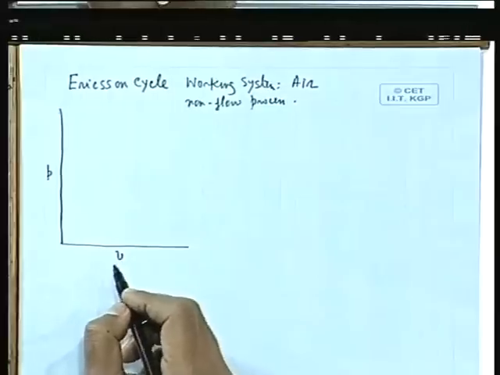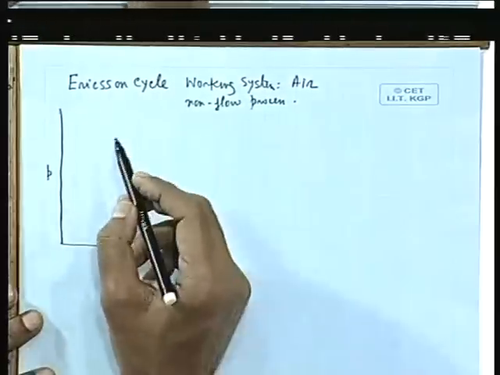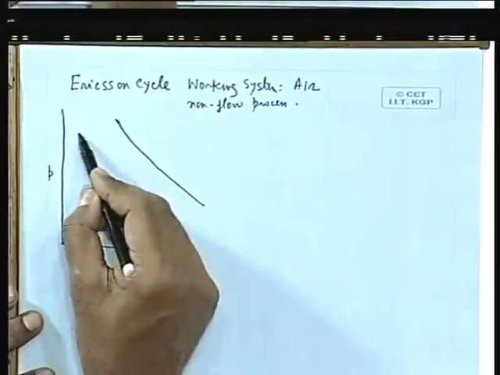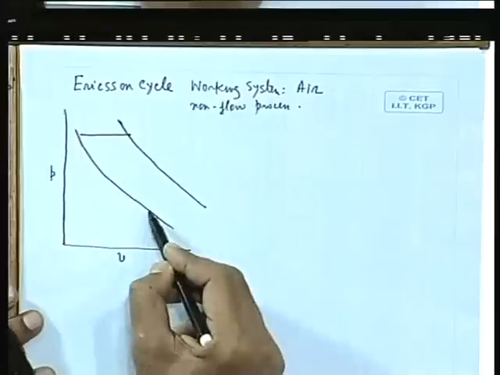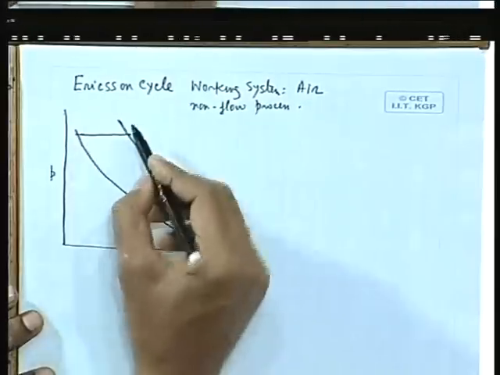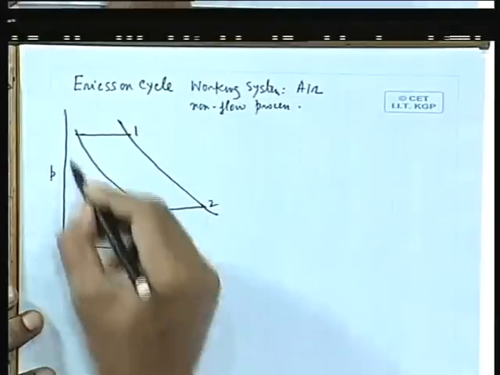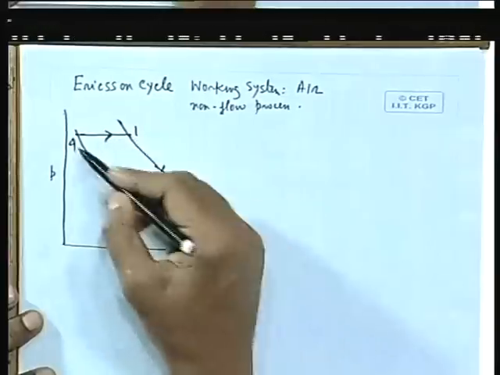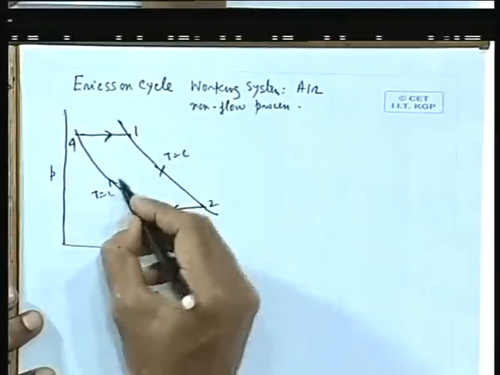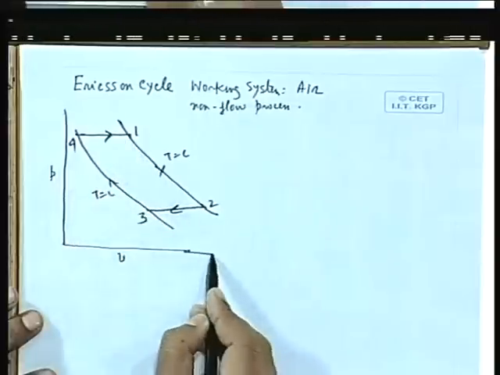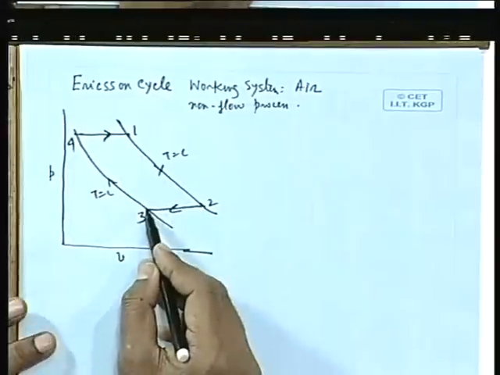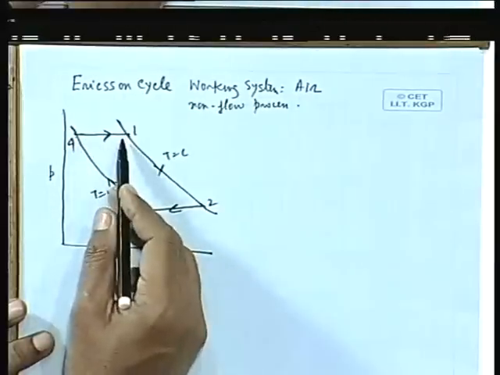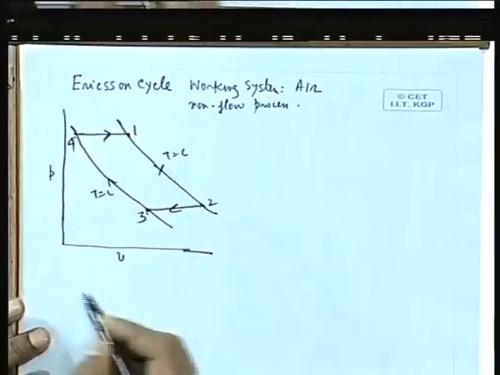In the Ericsson cycle, if you draw the PV and TS diagram, then you will see that the same isotherms are there, but we have constant pressure processes in between. That means this is the cycle 1, 2, 3, 4. So the Ericsson cycle comprises 2 isothermal processes and 2 constant pressure processes. This is an isothermal expansion, this is a constant pressure process where volume is reduced, this is again an isothermal compression process, and this is again a constant pressure process where volume is increased.